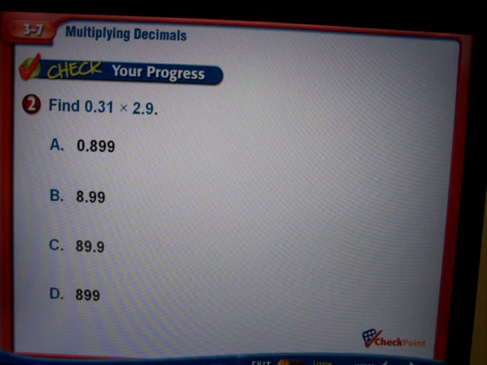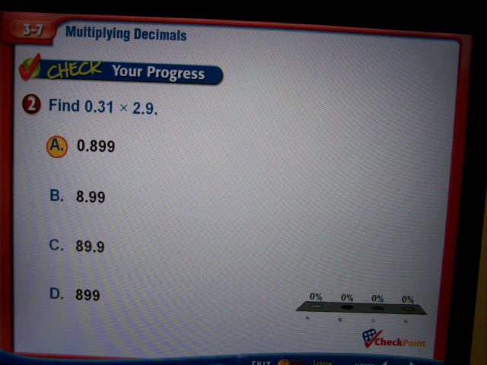Now we're going to find 31 hundredths times 2 and 9 tenths. Is the answer A, 899 thousandths, B, 899 hundredths, C, 89 and 9 tenths, or D, 899. And your answer is A.